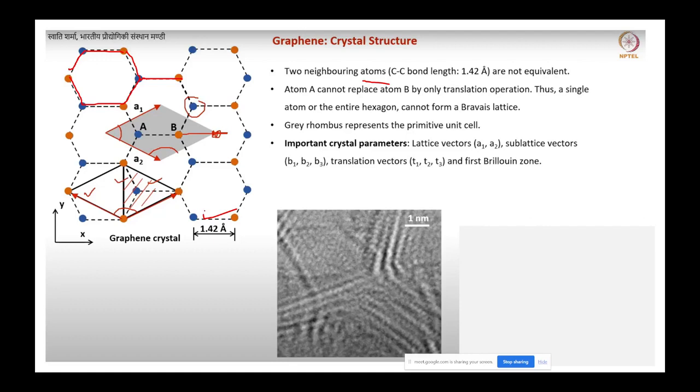Here you can see this gray rhombus represents the primitive unit cell. Important crystallographic parameters are here: lattice vectors A1, A2, sublattice vectors B1, B2, B3, translation vectors T1, T2, T3, and the first Brillouin zone.